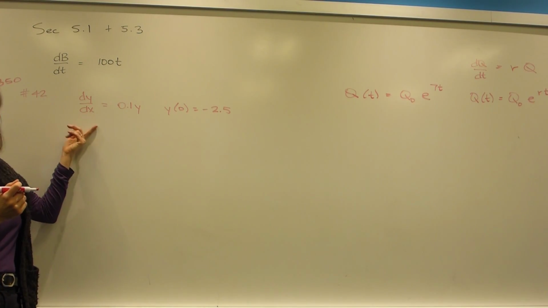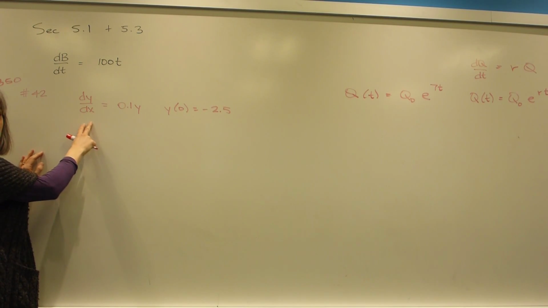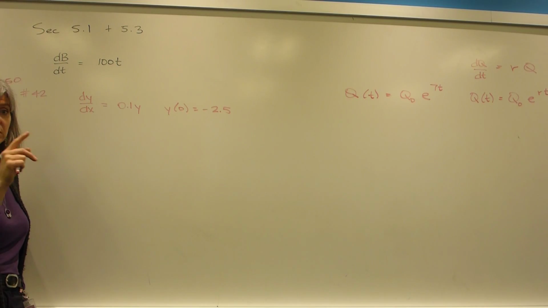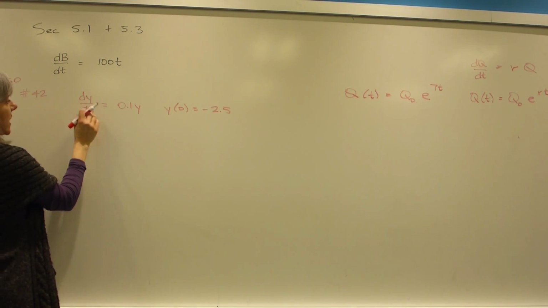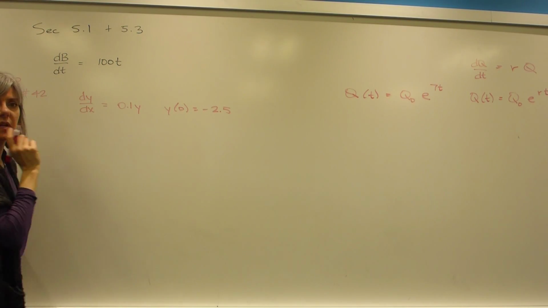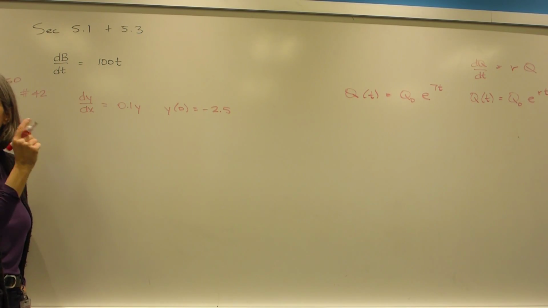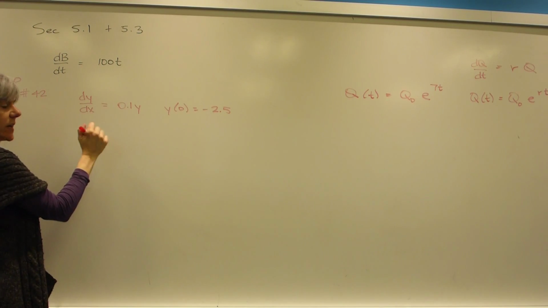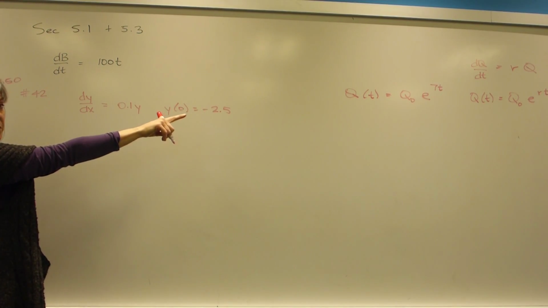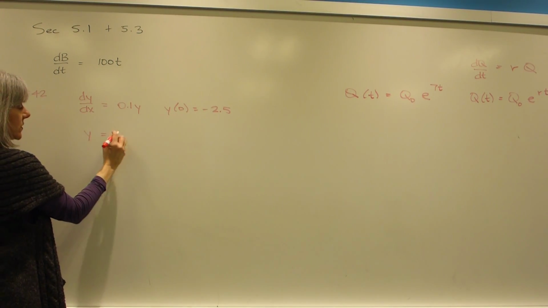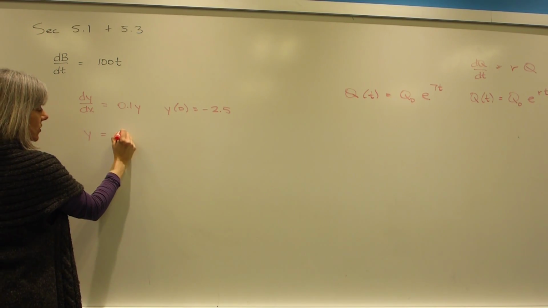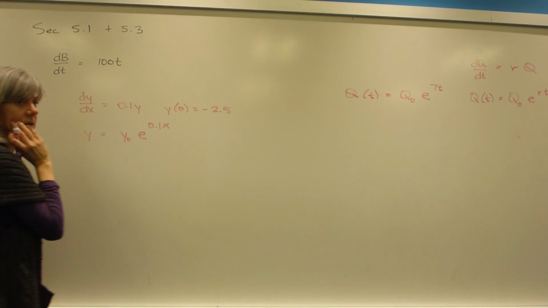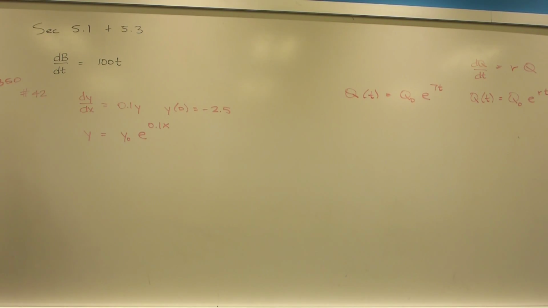This is a differential equation because I know something about the derivative. This one's an exponential differential equation, because the derivative is proportional to the function itself. Remember what you're trying to find. You're trying to find y. If I had x over here, it'd be one thing, but I don't. So I know I have that form. I know it's going to be y equals some initial condition times e to the 0.1x. It's just the format it fits.